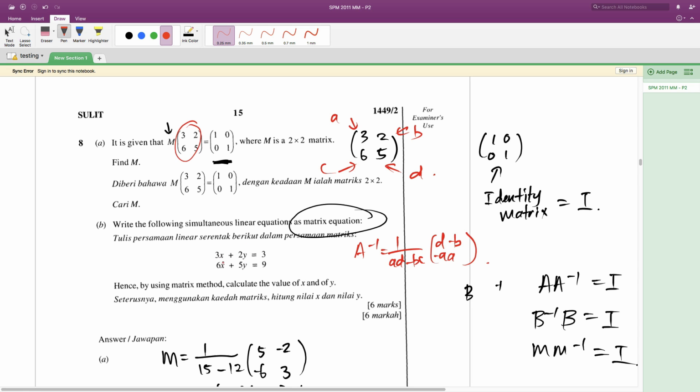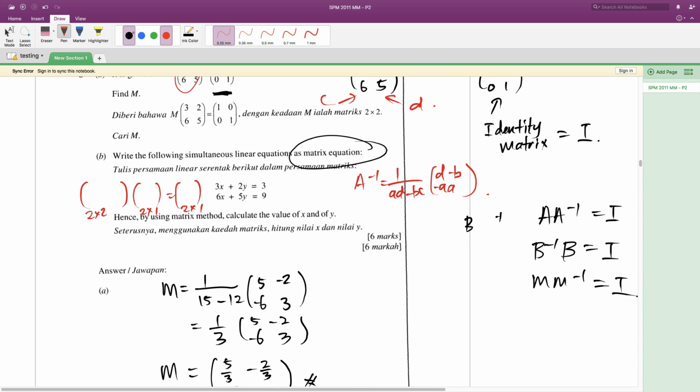So what I will do is, I will change this one into the matrix pattern. It must be a 2 times 2 matrix, and then this one is 2 times 1 equals 2 times 1. This one is fixed already, you can just remember this one. And then for the 2 times 2 one, I will just write down the coefficients of x and y, which are 3, 6, 2, 5. And then the 2 times 1 matrix I will copy from here. It's x first, then y, so I write x on the top, y at the bottom. And this one is 3, 9.